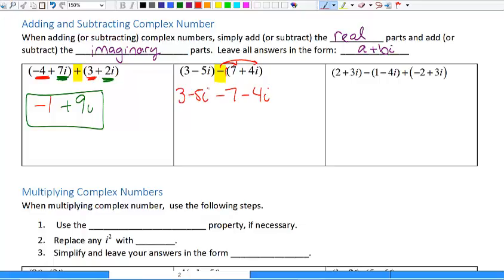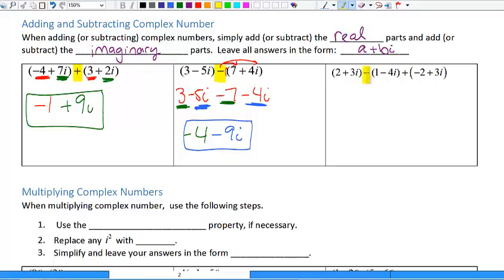The first parentheses just stays the same. I'm just going to bring it out. Then I'm going to add or subtract the real parts. 3 minus 7 is -4. And then add or subtract the imaginary parts. -5i minus 4i is -9i. And I am done. So that's just one extra step if it's a minus.